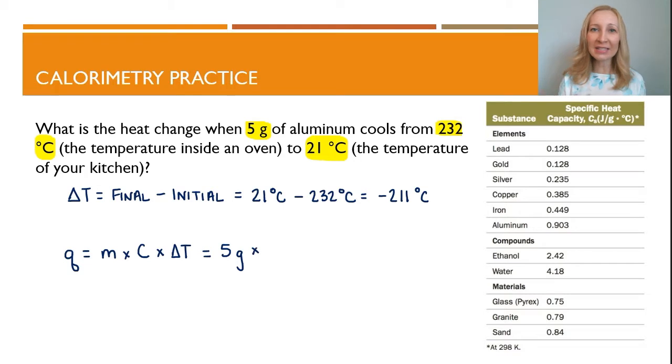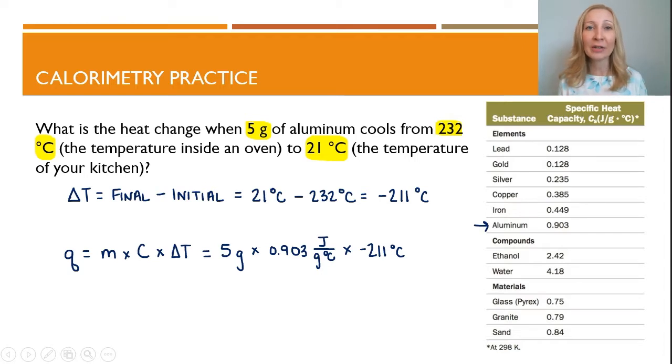Now we're going to plug this stuff into our equation, Q equals mc delta T. The mass is 5 grams. The specific heat capacity of aluminum is 0.903 joules per gram degree Celsius, and the change in temperature is negative 211 degrees Celsius. It cooled down.